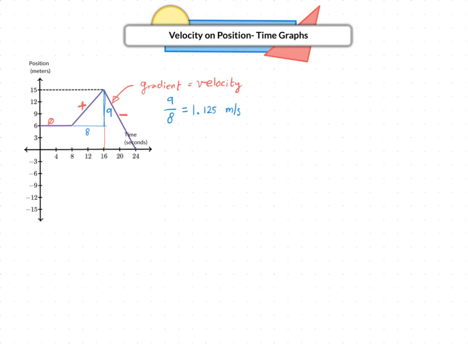So fairly easy to calculate them, but I think most of the time you should just be able to do this visually. So as long as you can tell that a flat line means there's no velocity, an upwards line is a positive velocity, and a downwards line is a negative velocity, you should generally be pretty good. Alright, that's everything on speed and velocity.